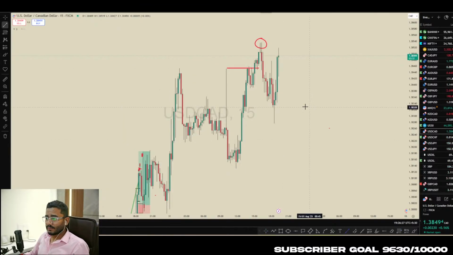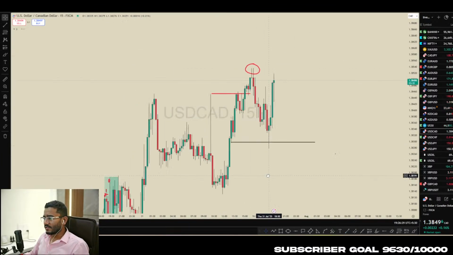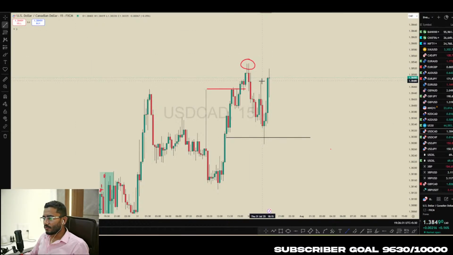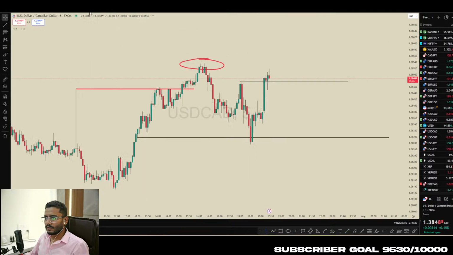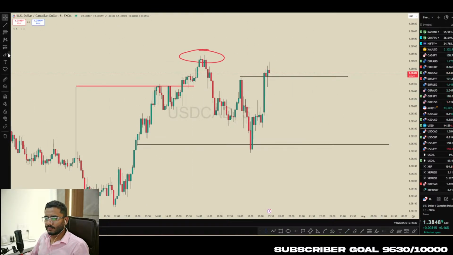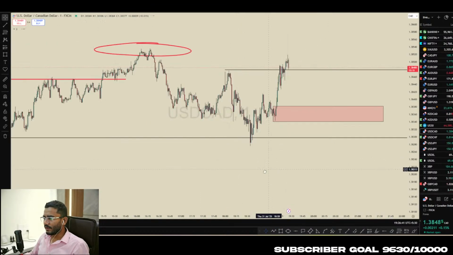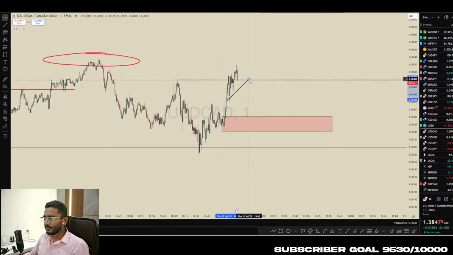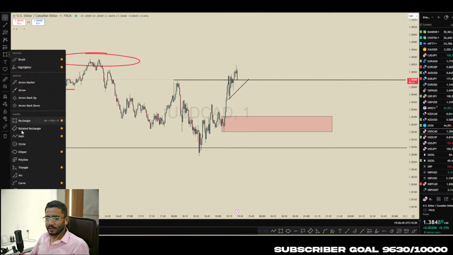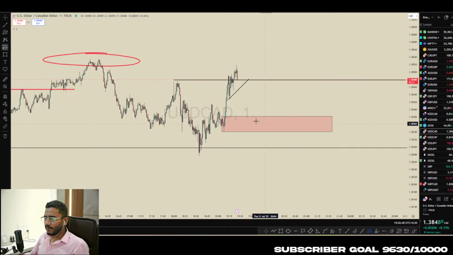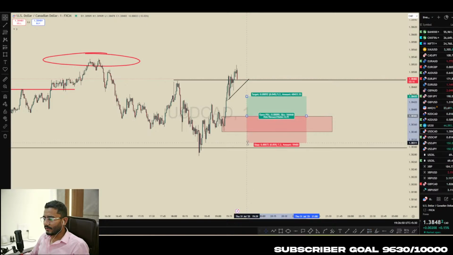So this is a liquidity sweep. Price broke the structure. On 5 minutes we can see there is this order block. This is the order block. This is the liquidity sweep. We want price to create more liquidity to the upside, like here. Then we look for a buy side entry.